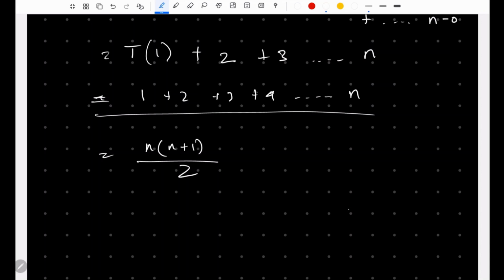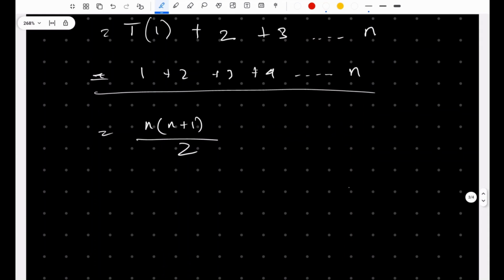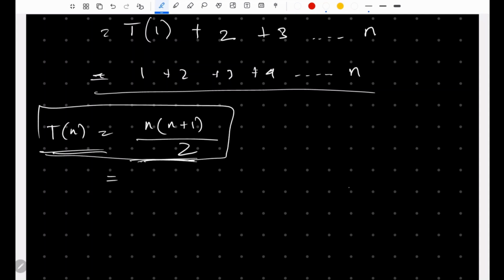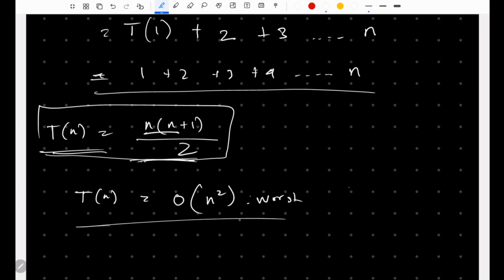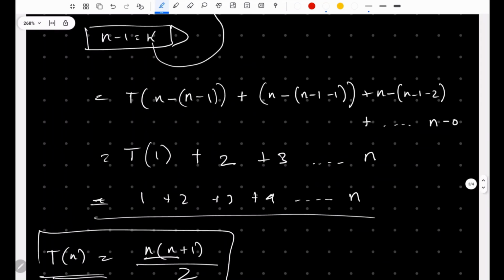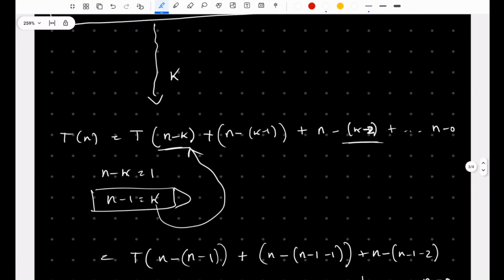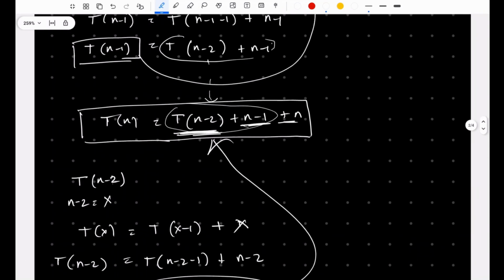Just let me check once. Yeah, n into n plus 1 divided by 2. So you can see, this is the exact T(n). So the time complexity will be T(n) is big O of n square. You can see there are 2 n terms, so it will be big O of n square. So this will be the worst time complexity. This is how we solve our recurrence using the substitution method to find the time complexity.